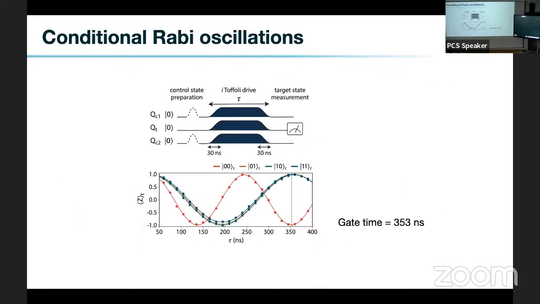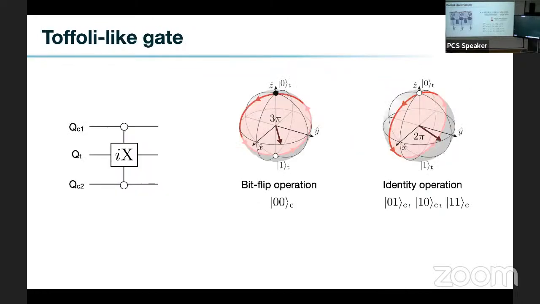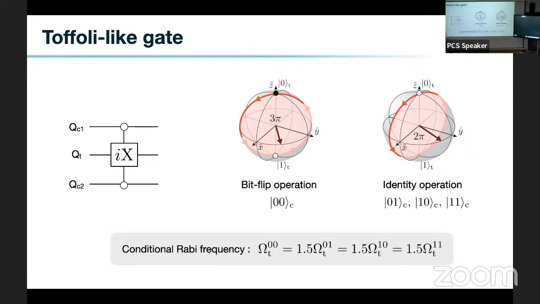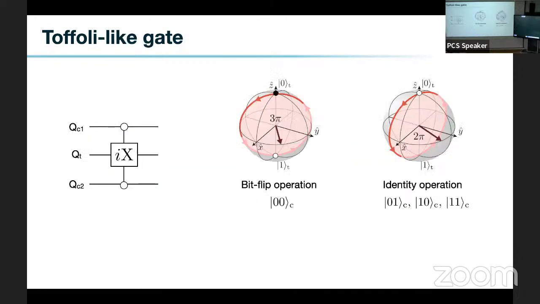Experimentally, I measure the Rabi oscillation by sweeping the drive duration. As I said, the Hamiltonian is fixed, and I just want to see the state evolution. When I prepare the control state as 0, 0, the target qubit rotates 1.5 times faster than in the other cases. And if I set the gate duration at this point, 353 nanoseconds, then it becomes the i-Toffoli gate. I haven't told you why it is the i-Toffoli.